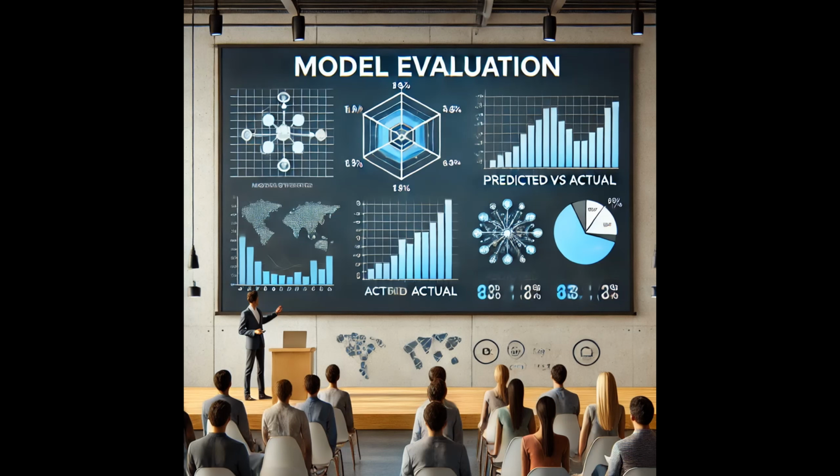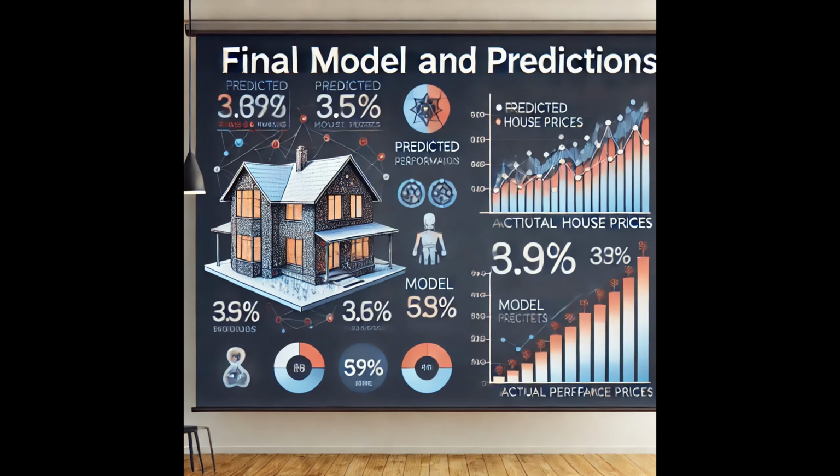Once the models are trained, we evaluate their performance using the test set. We compare the predicted house prices to the actual prices to measure the accuracy of each model. Based on the evaluations, we choose the best performing model. In our case, the random forest regression produced the most accurate results. The model can now predict house prices with a high degree of accuracy.